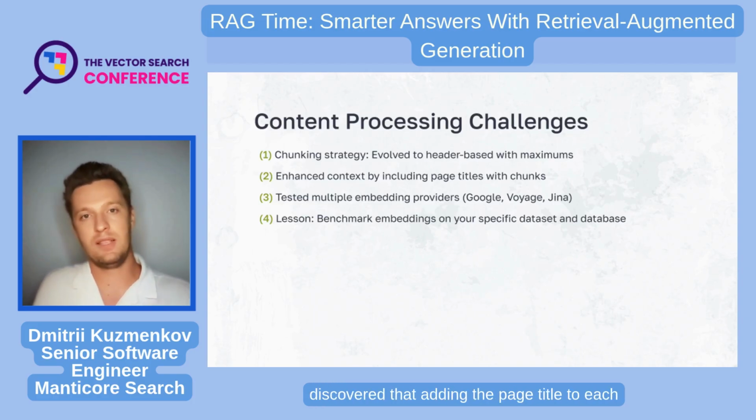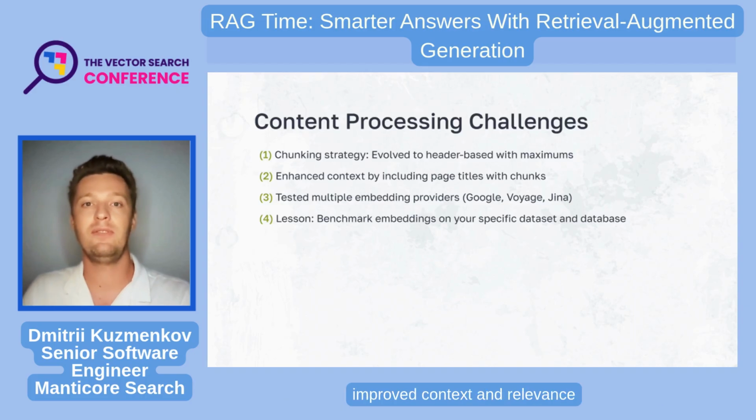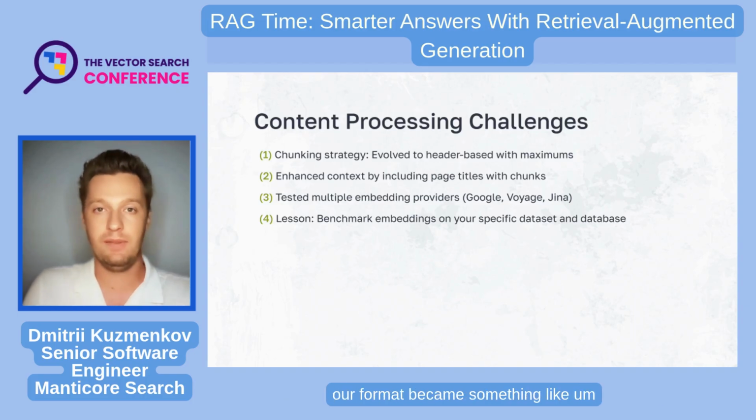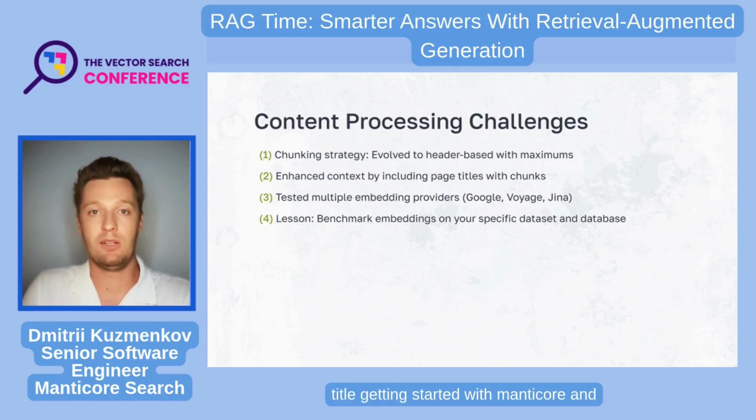We also discovered that adding the page title to each chunk before generating embeddings significantly improved context and relevance. Our format became something like: title, getting started with Mantocore, and content, installation step guide.